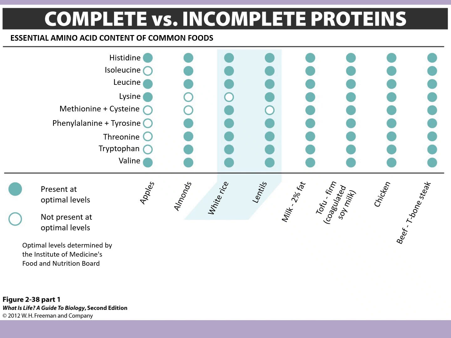So if you want to get all of these, histidine, excuse me, isoleucine, leucine, the whole list, you can get all of those from milk, tofu, chicken, and beef, like a steak, which I personally love, so I have no problem with that. Lentils and white rice, you're missing one, but then apples and almonds, you only get some of them. So that's why we have to have a well-balanced diet. We can't eat just meat all the time. But if you're looking to get these essential amino acids, you can get those mostly from the meats.